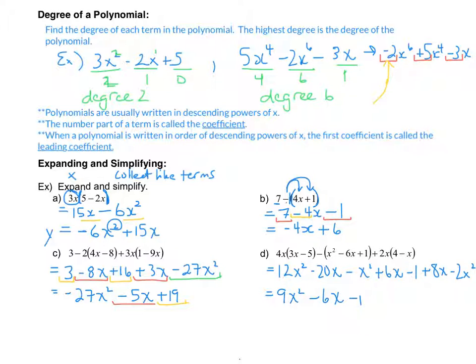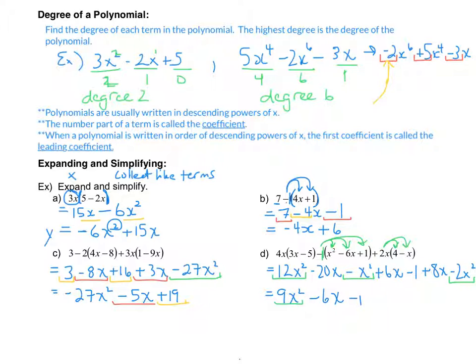Okay, when I expanded, I got a 12x squared minus 20x, and then I took that -1 through the bracket, which changes all my signs. So I have a -x squared, a plus 6x, and a minus 1. And then I took the 2x and multiplied it through the brackets and got a plus 8x and a minus 2x squared. Now collecting like terms, I have 12x squareds, and then I have a minus 1x squared for 11x squared, and then take away another 2x squared. I ended up with my 9x squared here.